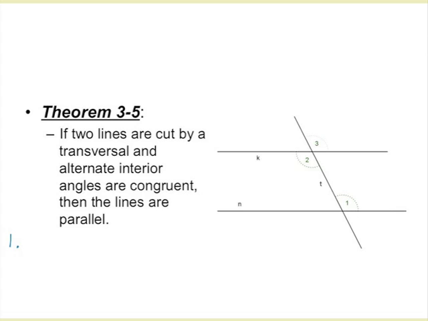So the if is our givens. If we have two lines cut by a transversal, so we've got a picture of that, and the alternate interior angles are congruent. That's what we're given. So in the picture, which angles are alternate interiors? 1 and 2 are alternate interior angles in that picture, and so that's our given. This says if those are congruent, then we want to show we have parallel lines. So 1 and 2 are congruent.